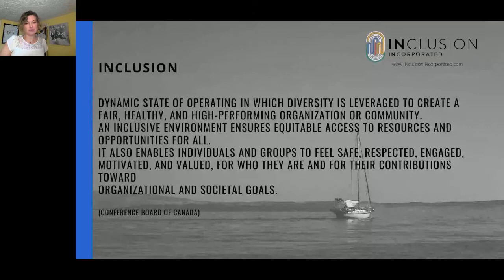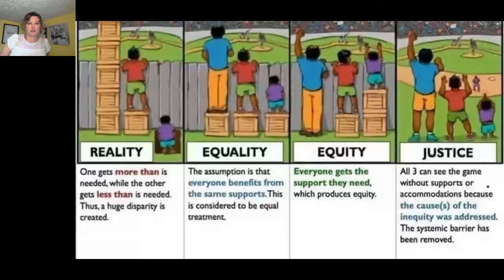So how do we do that? What does that look like? This graphic is in your workbook, as well as that definition I just shared with you. When we think about how our programs are structured, we're in this reality space right now where some people have exactly what they need, like that person in the red shirt. And some people have either way more or way less than what they need in order to participate.